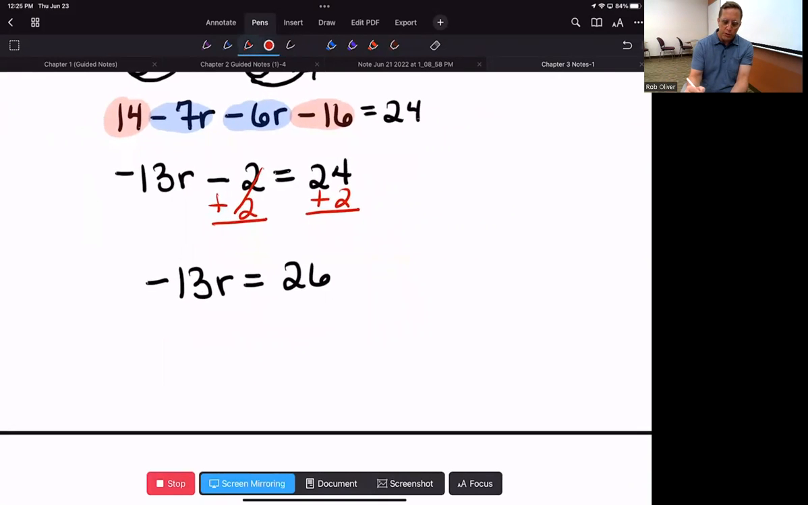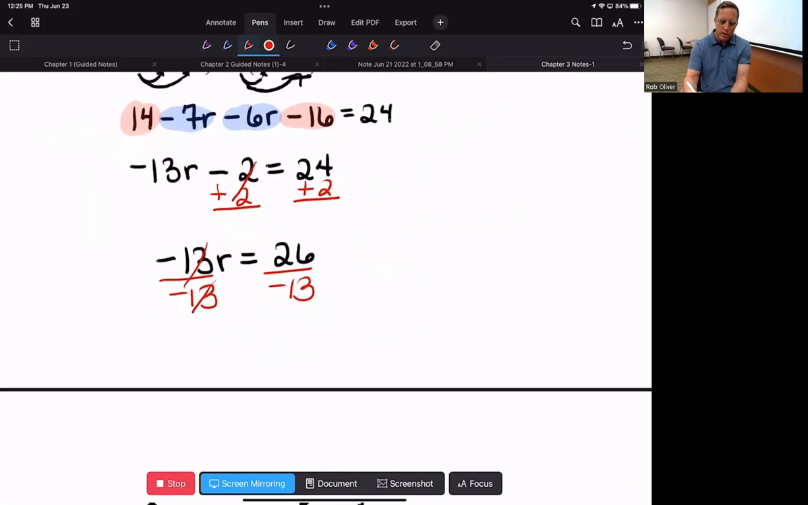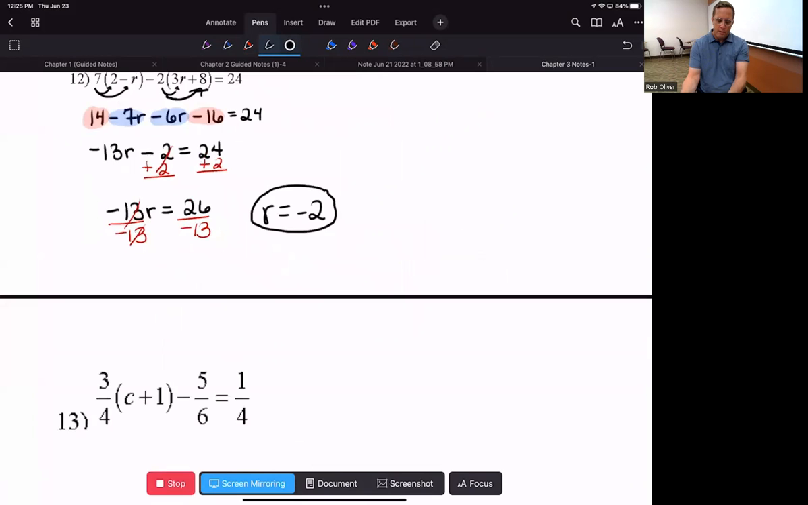All right, and now we're going to divide both sides by negative 13. Those cancel off, and now we have our answer. r equals negative 2. That's it for that one.